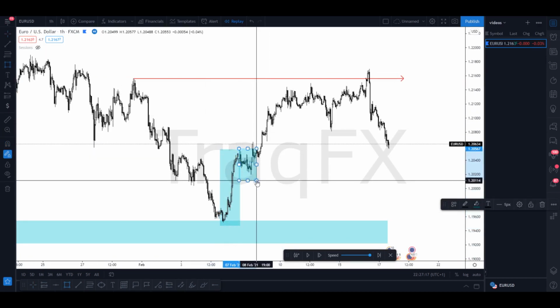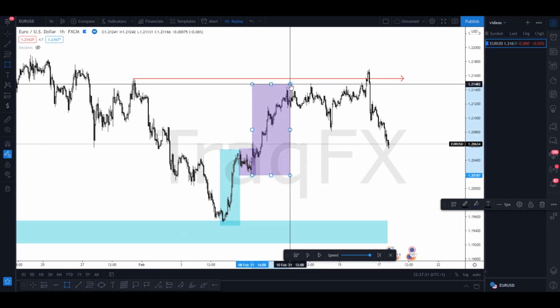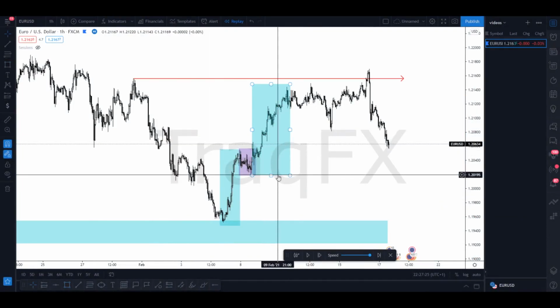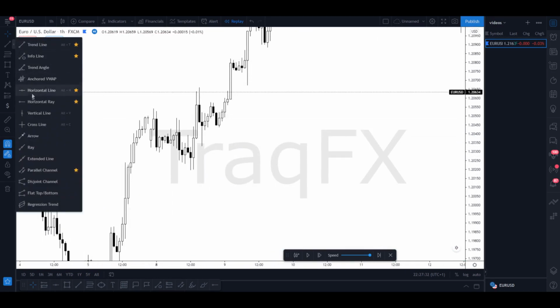1, we have our expansion. 2, this is our retracement. 3, we have our second expansion. So overall we labeled our expansion and our retracement. Now remember what I said, we're looking to enter on that expansion.